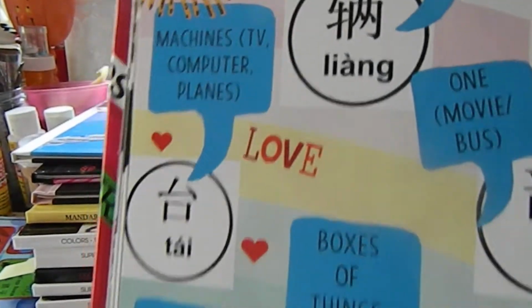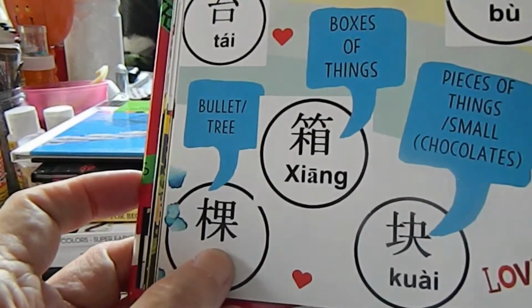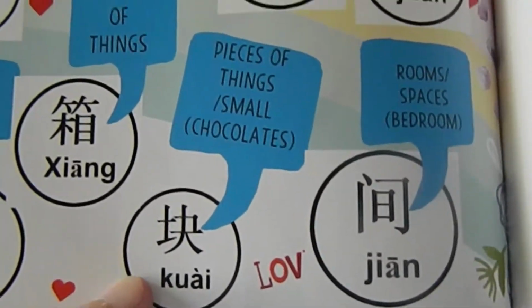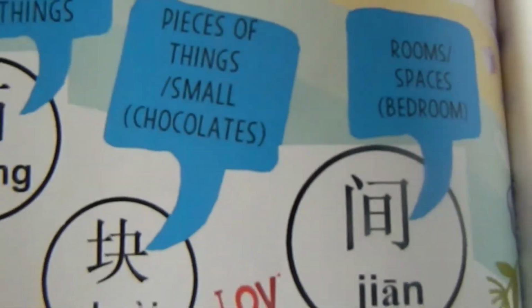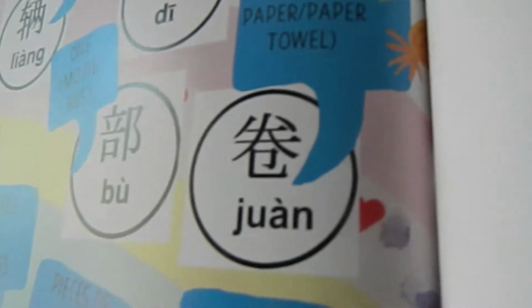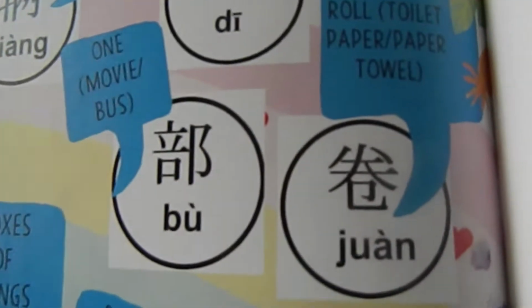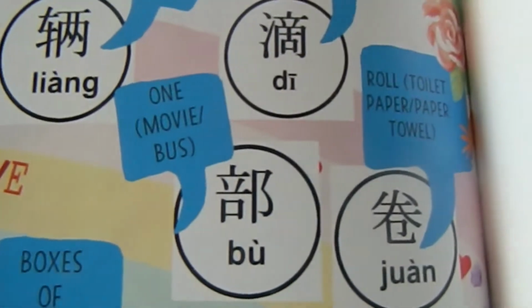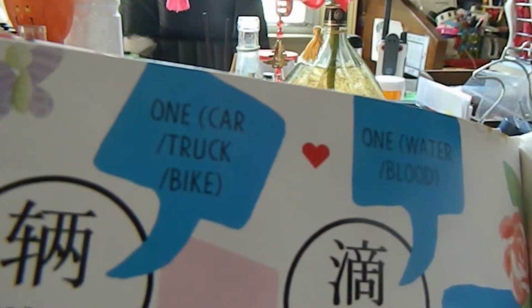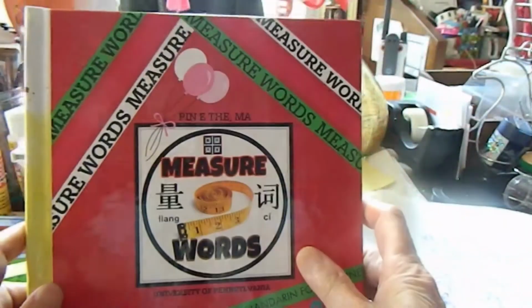台 for computer. 一台电脑, computer. Okay, 一棵树, okay, 一箱 Coca-Cola. Okay, 块 chocolate. 间 is mean my bedroom, 一间房间, something like that. Okay. 卷 sushi roll. Sushi roll you call 一卷, or cake. Sometimes they sell cake by roll. Okay. 部 is for movie. 滴 is for water. 辆 for car. Okay, now we are done with all these measure words.